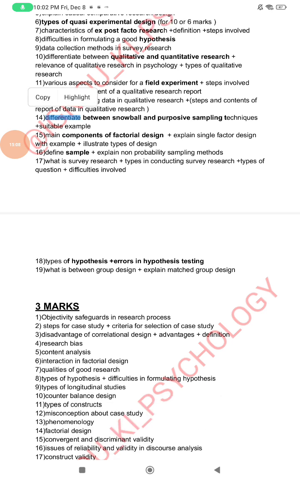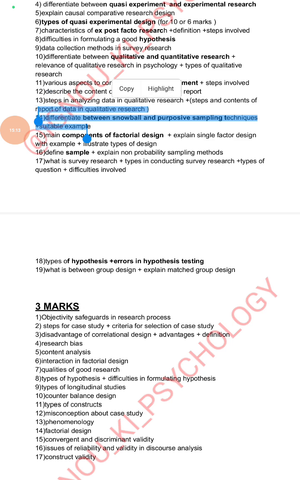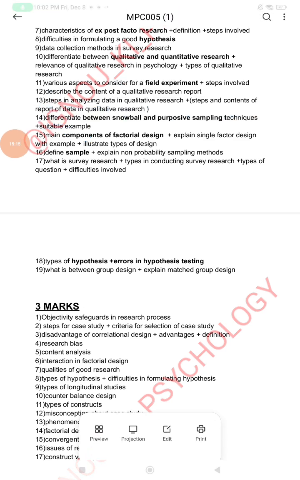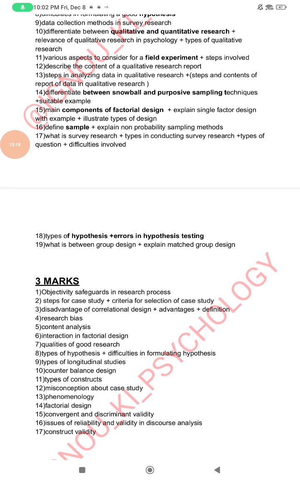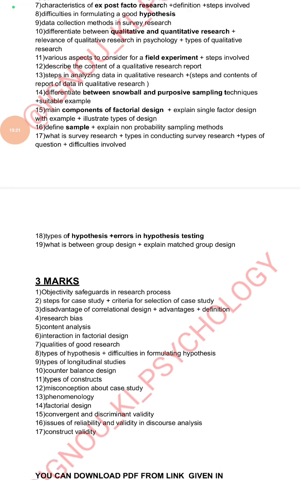Question number 14, differentiate between snowball and purposive sampling techniques with suitable example. These are methods of sampling. In purposive sampling, our intention is very clear for what we are going to collect the sample. Whereas snowball sampling is non-probability sampling, where new units are recruited by other units to form part of the sample. This is the main difference between snowball and purposive sampling.